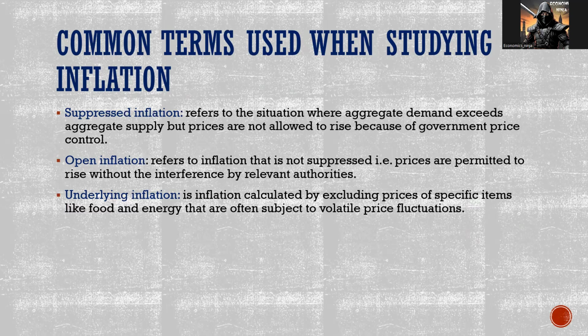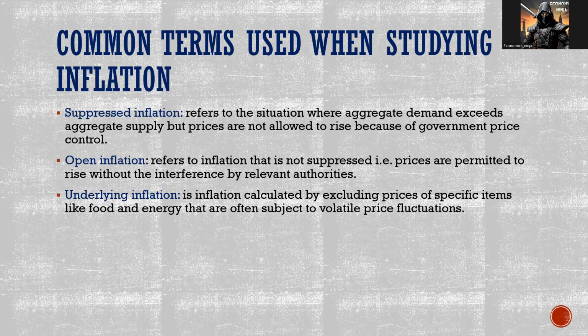Suppressed inflation, this is when the government is controlling inflation. So maybe because of demand and supply, there is an upward pressure on prices. Prices want to go up. There is an inflationary pressure in the economy, but the government won't allow, through price controls, those prices to go up. So we say that there is suppressed inflation. The government is intervening with the market so that it controls inflation.